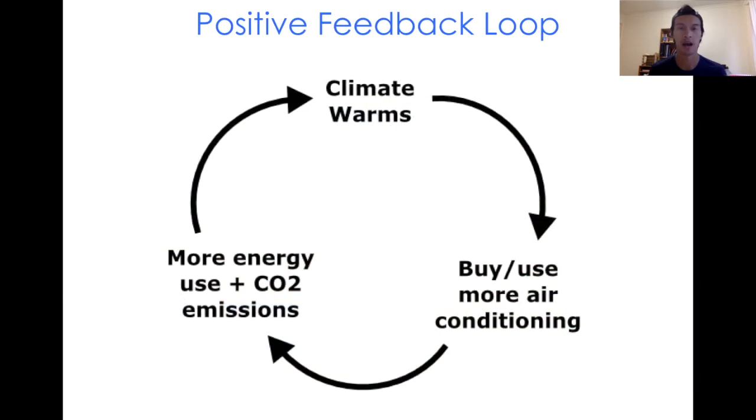Okay. Another example that's slightly irrelevant, for example, in climate change, when the climate warms, we use or buy more air conditioning. When we use more or buy more air conditioning, we use up more energy, release more CO2, and the climate warms even more. And so that's another example of a larger scale, irrelevant, positive feedback loop.